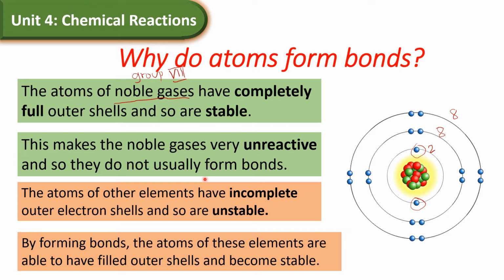By forming bonds, the atoms of these elements are able to have filled outer shells and become stable. Either one element will give its electron, that is your ionic bond. If you haven't watched the ionic bond video, I want you to go back to the previous video. And there's another bond called the covalent bond, wherein the electrons, instead of being given away, are just shared.